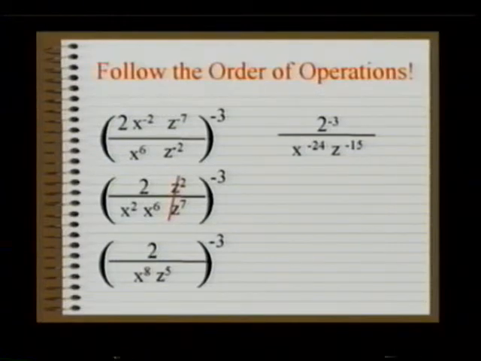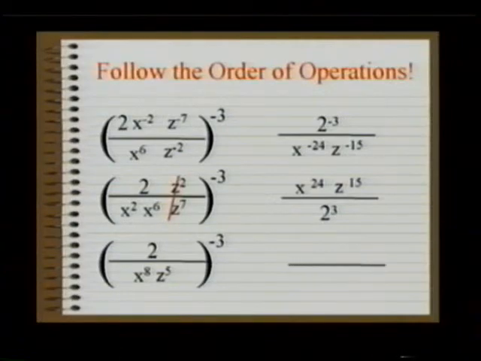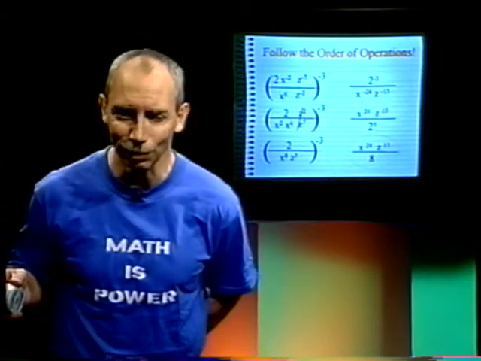Now let's see if we can get rid of these negatives. We got rid of some already. Take the 2, he was in the top, put him in the bottom. Take the x to the minus 24th, put him in the top. Wow, we're cleaning up big time. And the z to the minus 15, put him in the top. Anything else we can do you may remember? 2 to the 3rd, I can actually complete and get an 8. They won't get that hard. They won't get anywhere close to that hard.